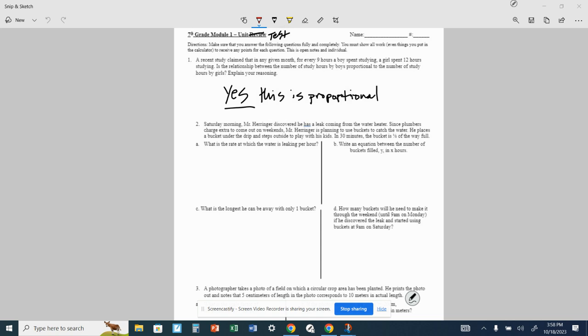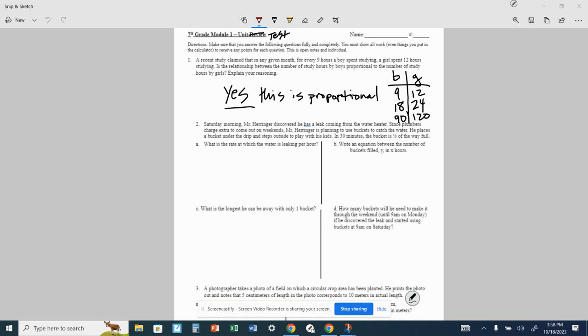And so why is it proportional? Well, proportional itself means that as one thing changes, the other changes by the same amount each time. So if we make a table really quickly, for the boys compared to the girls: every time a boy studies for 9 hours, the girl would study for 12. If the boy studied for 18 hours, the girl would study for 24. If the boys studied for 90 hours, then the girls studied for 120.